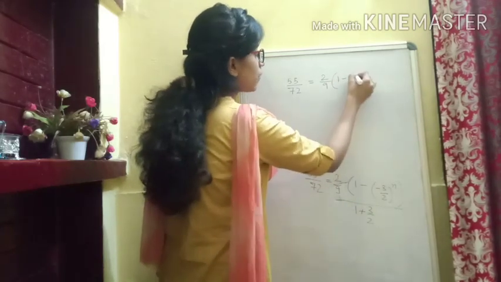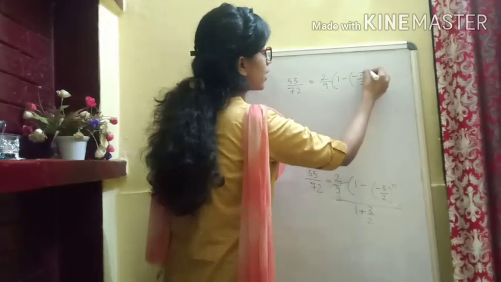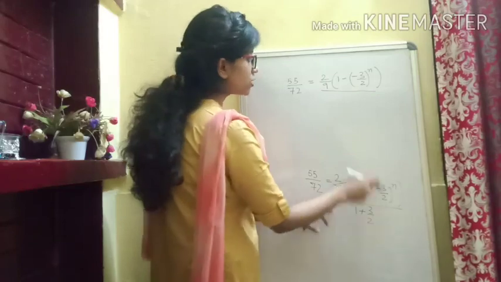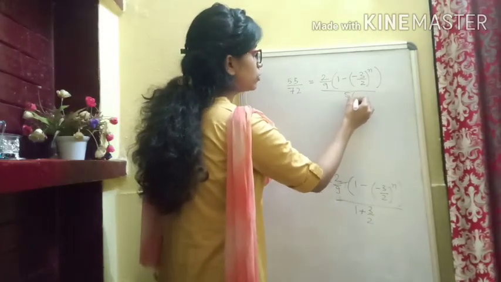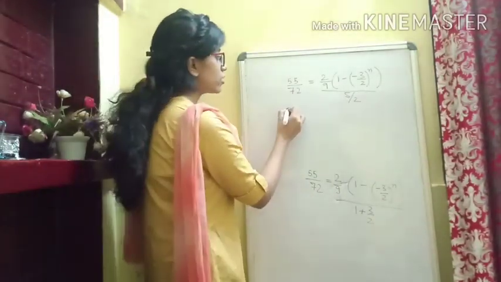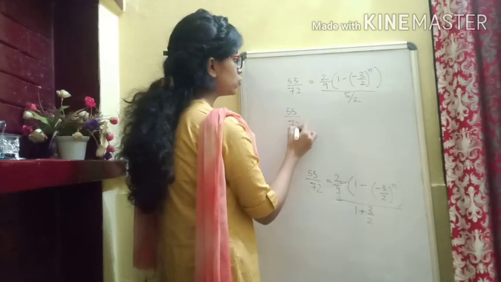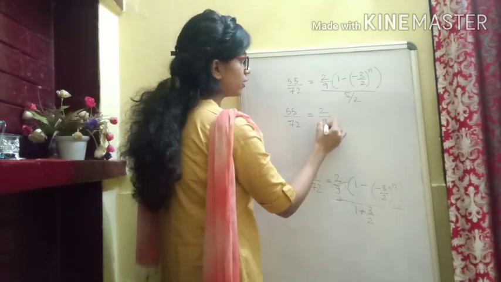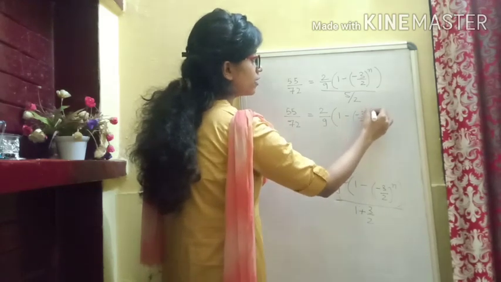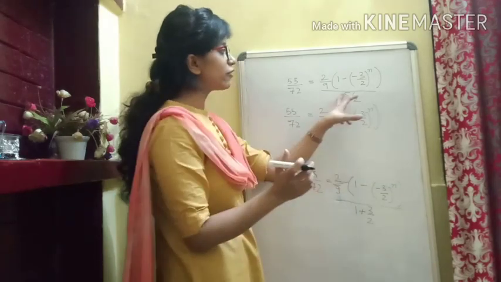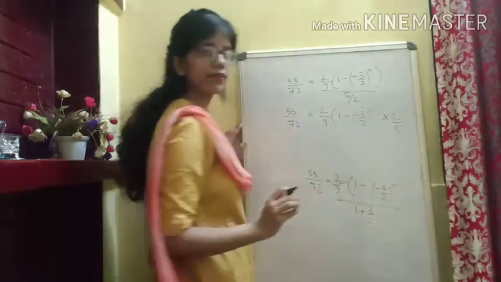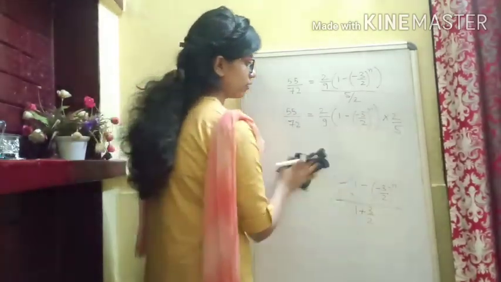1 minus 3 upon 2 to the power n. Now you see, let me write so that you can see. This denominator you are getting as 5 upon 2, isn't it? And you know when we reciprocate, it will become 2 upon 5. So it is 55 upon 72 as it is, 2 upon 9, and we have 1 minus of 3 upon 2 to the power n. Everything as it is, just that 5 upon 2 I am reciprocating, so it will give you 2 upon 5. Is it okay, everyone? That's how we have done.